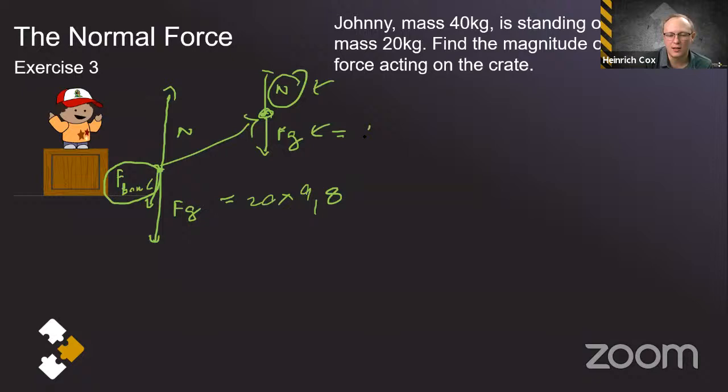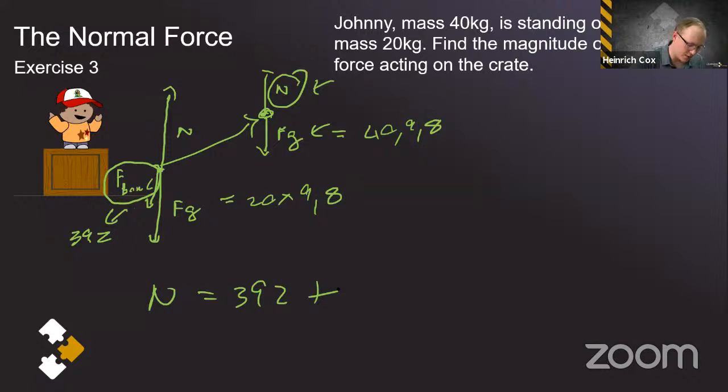So this FG here is then 40 times 9.8, okay? And then 40 times 9.8 gives us 392. Okay, so this one here is 392. And thus the total normal force is equal to the forces going down. So it's the 392 going down plus the 20 times 9.8 going down, the mass, the weight of the crate, which is 196. And so we get the 588 newtons as the normal force there acting on the crate.